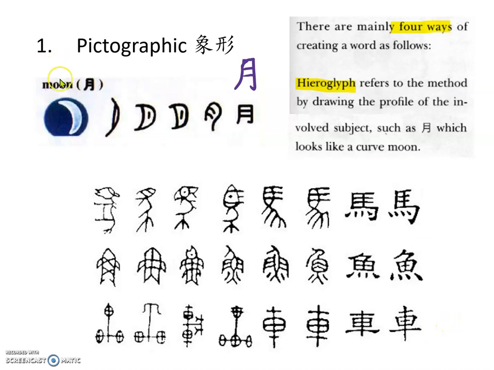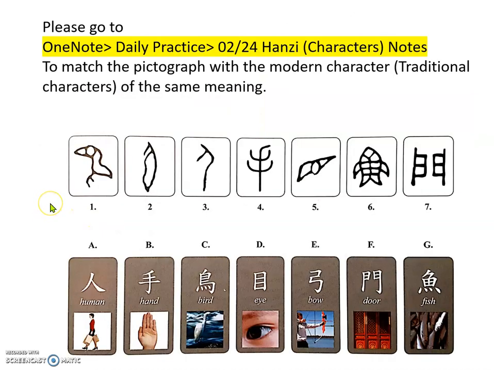So a pictographic character is basically a character that reflects the picture of an object which is around our daily life. Now if you have time, please go to OneNote, the page, and match the pictographic with the modern characters and the picture.